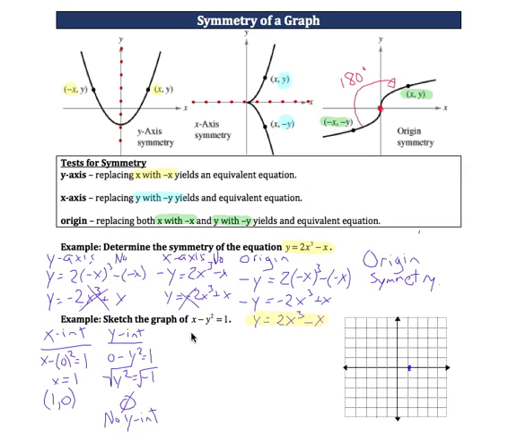Let's go ahead and solve this equation analytically. So we're going to solve this for y. We'd have to subtract x. And then we would have to distribute the negative. And then we would take the square root of both sides.